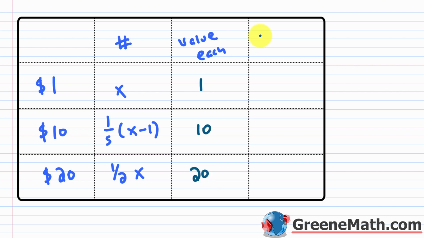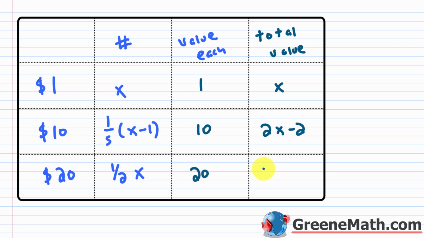Then you want the total value. So you're just going to multiply across. So this is the total value. And 1 times x would just be x. And then 10 times this 1/5 times the quantity x minus 1. Well, 10 times a fifth would be 2. And you can distribute this now if you want. This would be 2x minus 2. Might as well just do it. So this is 2x minus 2. And then here, you would have 1/2 x times 20.